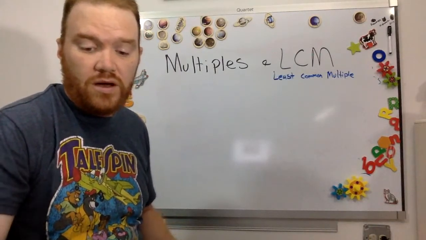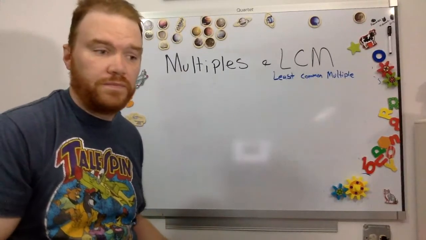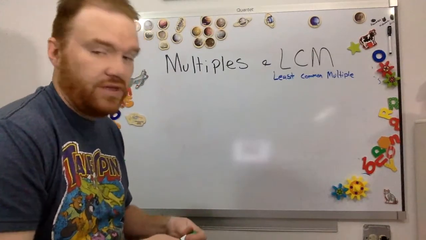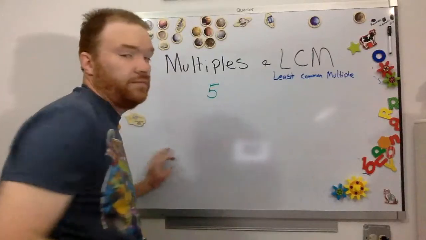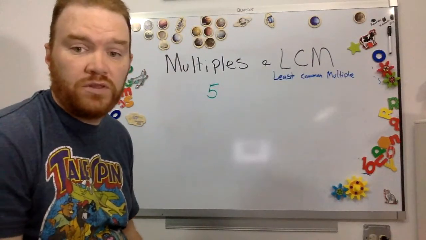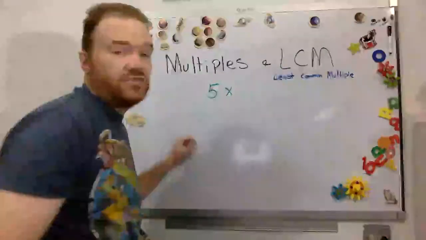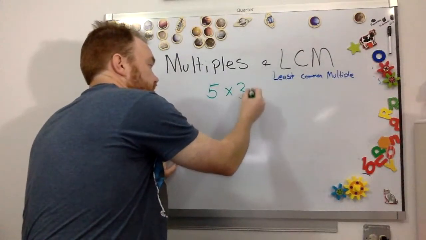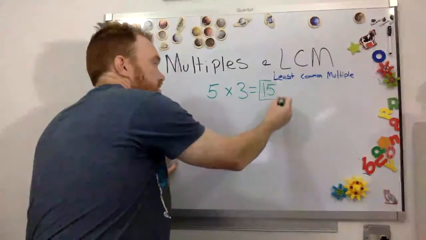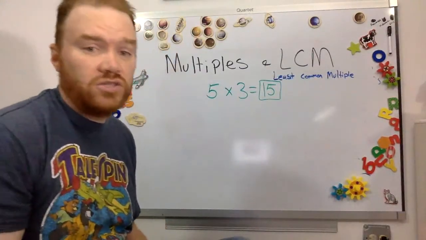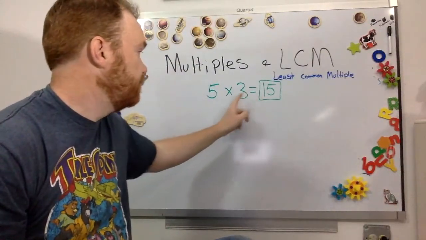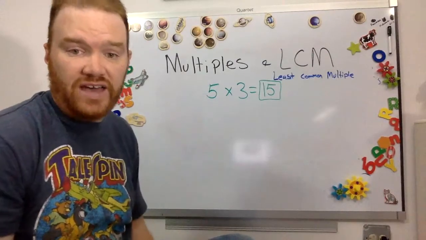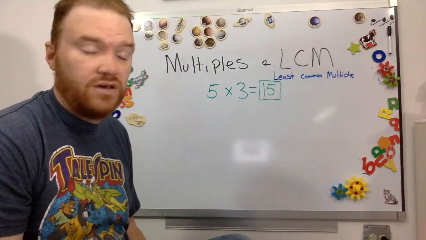I always like to say that a multiple is the product of a specific number and any other factor. For example, let's take 5. If I want to find a multiple of 5, I multiply it by any other factor, and remember, factors can only be whole numbers. So 5 times 3 gives me 15. It's my multiple, so 15 is a multiple of 5. It's also a multiple of 3, but in this case we were identifying our specific number as 5.